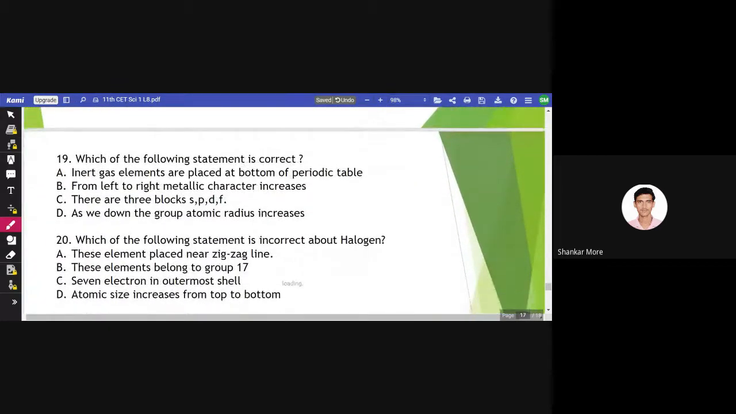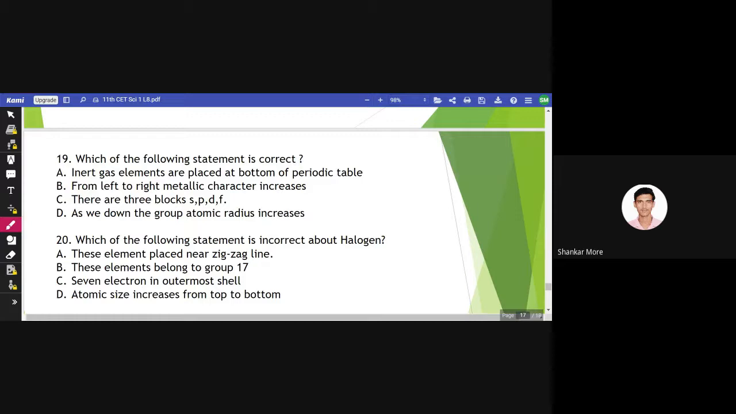Now, which of the following statement is correct? Inert gas elements are placed at bottom of periodic table. From left to right, metallic character increases. There are 3 blocks S, P, D, F. As we go down the group, atomic radius increases. Option B is correct. Okay. Was it for the previous one or for this one? For this one, which option is correct? A, B, C, D. Which one?